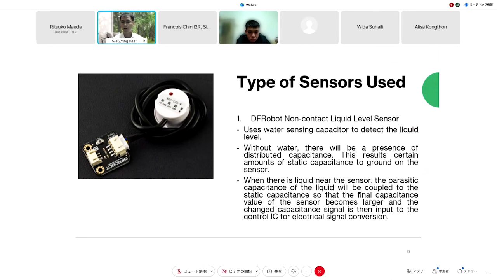This is the type of sensor that I have used for the system. The first one is the DFRobot non-contact liquid level sensor. It uses a water sensing capacitor to detect the liquid level.